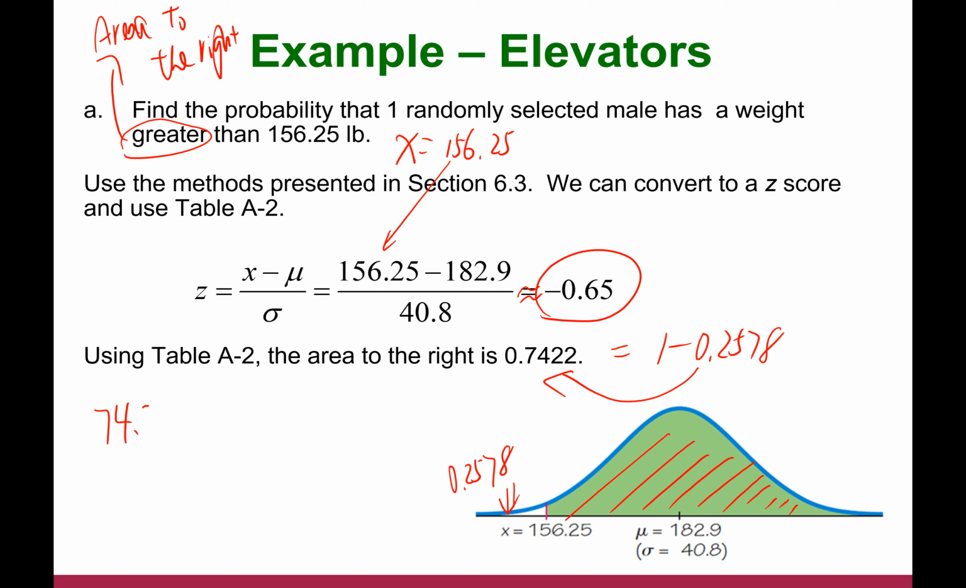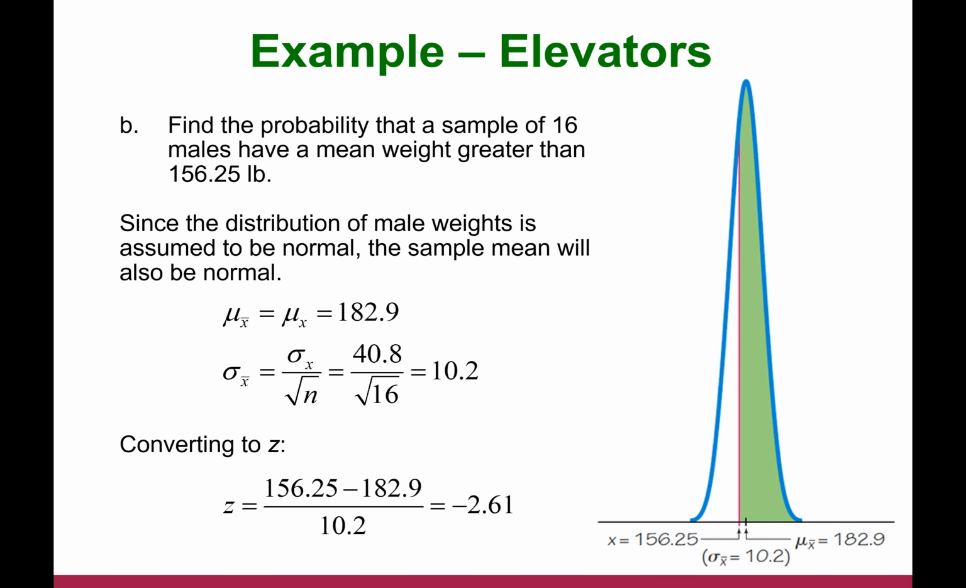Which means we get a 74.22% chance, with that probability, that if you pick one randomly selected male, his weight will be greater than 156.25. Now find the probability that a sample of 16 males have an average weight greater than 156.25.